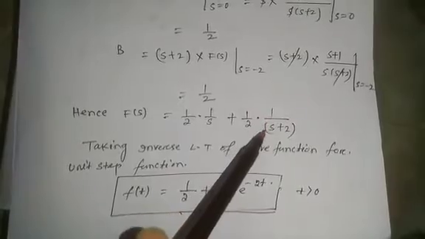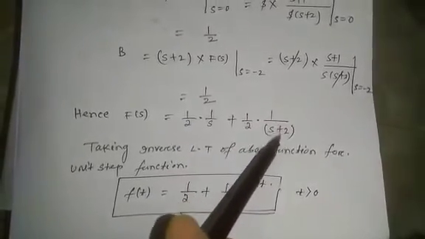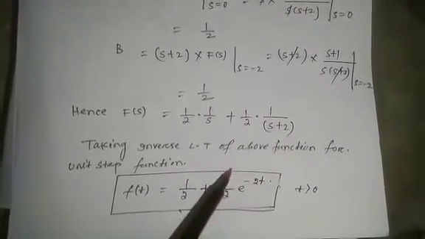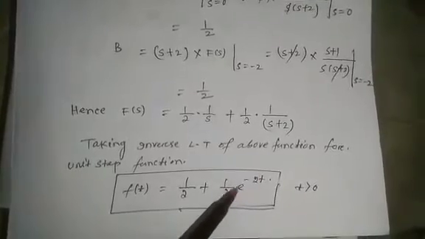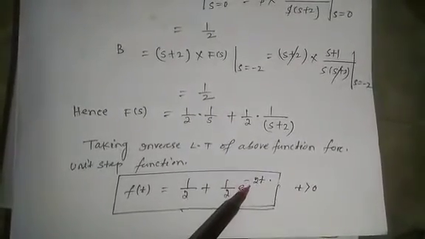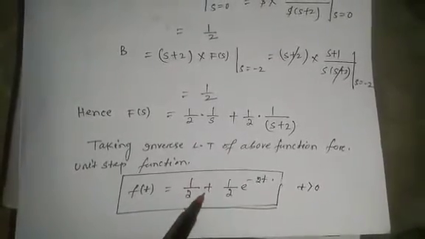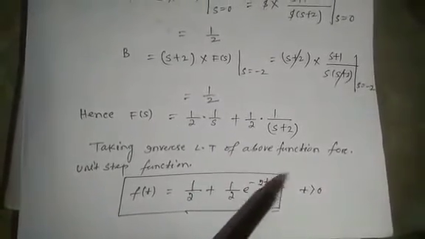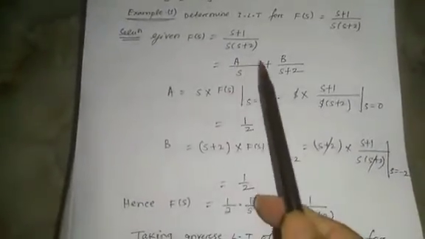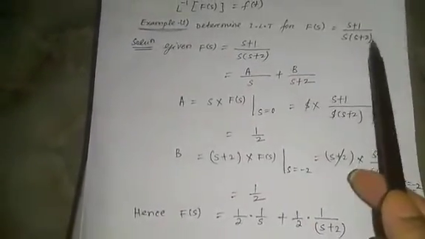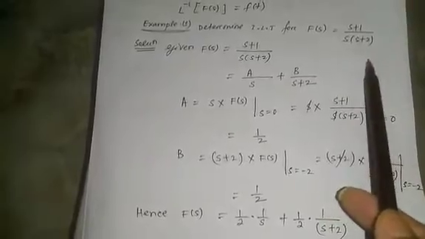Here 1 divided by s plus a gives e to the power minus at, and at the place of a, 2 is present, so e to the power minus 2t. Means f of t is equal to half plus half e to the power minus 2t for t greater than 0. That is the inverse Laplace transform of this given function f of s is equal to s plus 1 divided by s into s plus 2.